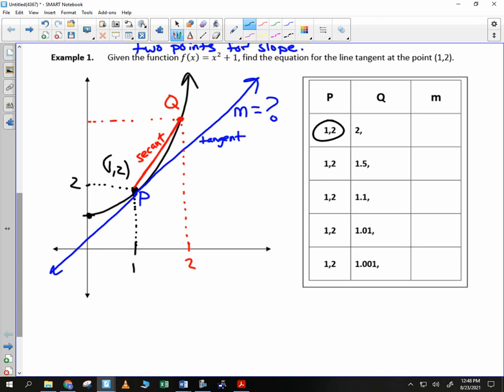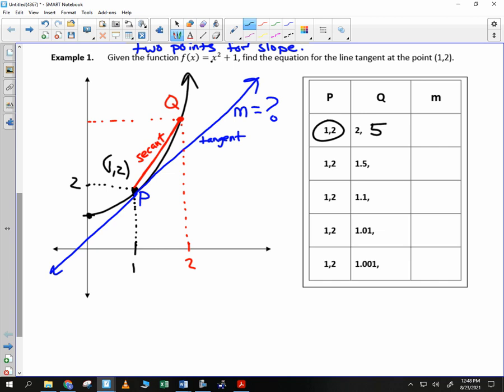Now I have point Q, and point Q sits up here. It has an x value of 2. What's the y value? 5. How'd you get 5, Raiden? He plugged 2 into the function. 2 squared is 4 plus 1 is 5. So 2, 5 is the point for Q. Is everybody clear how he came up with the y value?